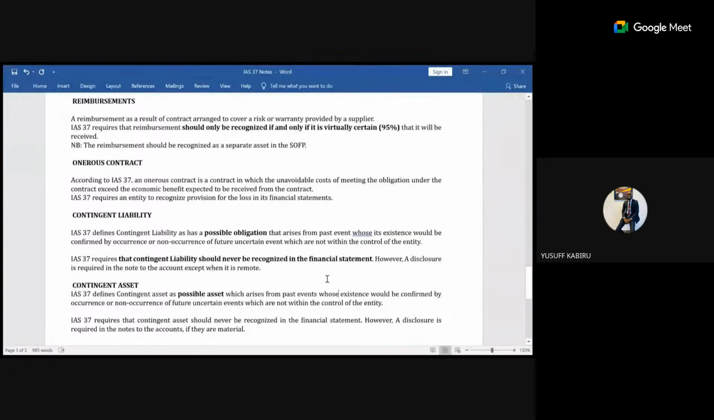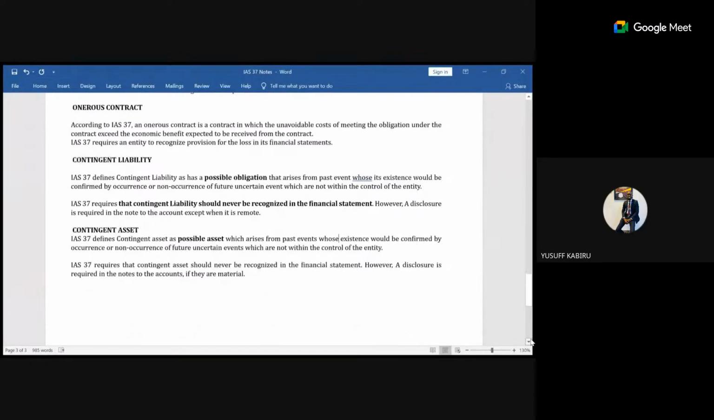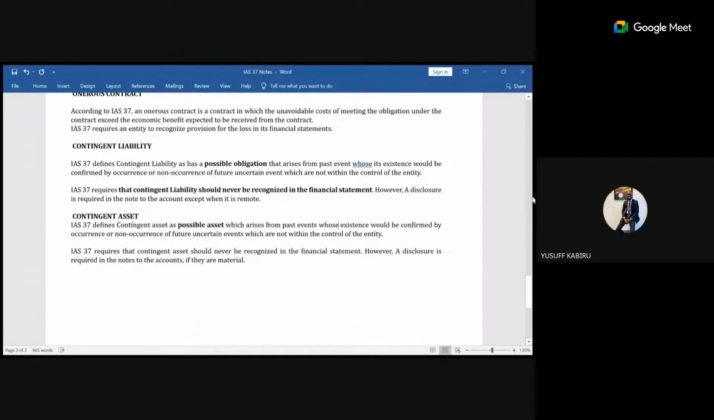If they are not material, please just ignore it. So that's the end of the note. IAS 37 is actually long. I just tried to shorten the note so that we are not going to be seeing like 7 pages or 8 pages.